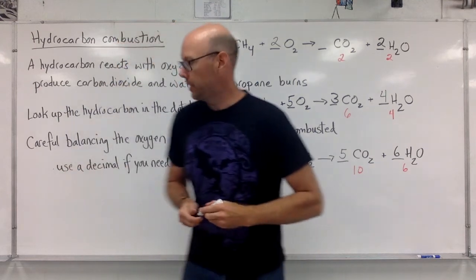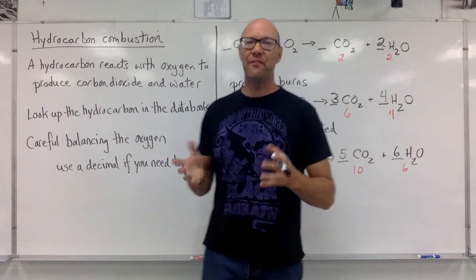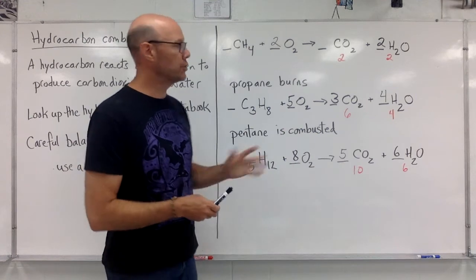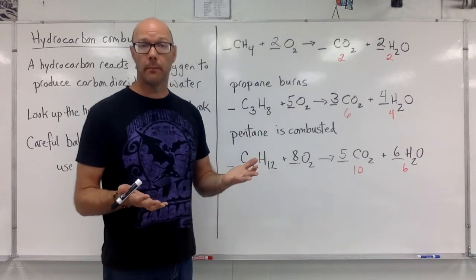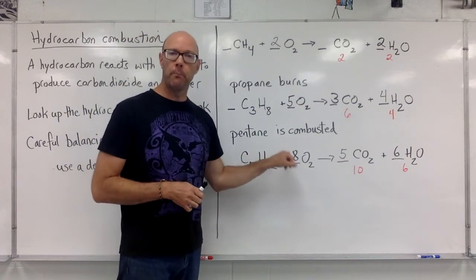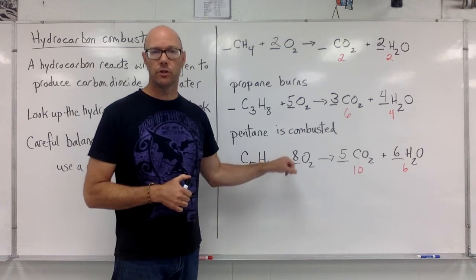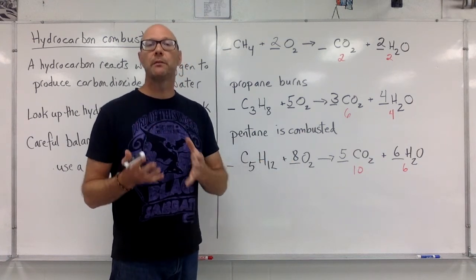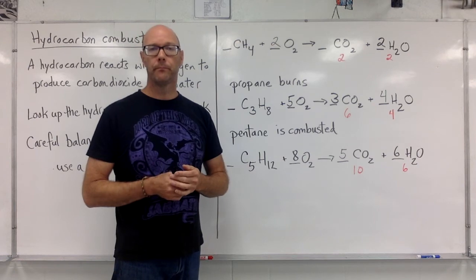What I'm talking about here of using a decimal, if the total oxygens on the right-hand side works out to be an odd number, then it's okay to put a 0.5 here to balance the oxygens. In the long run, that's going to simplify our lives a whole lot.